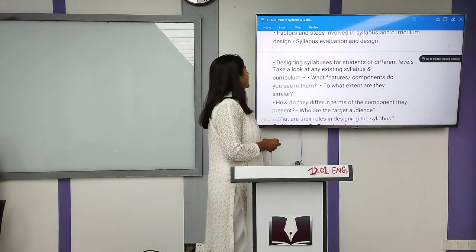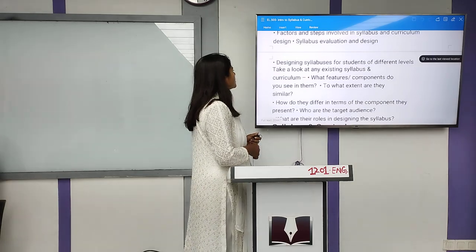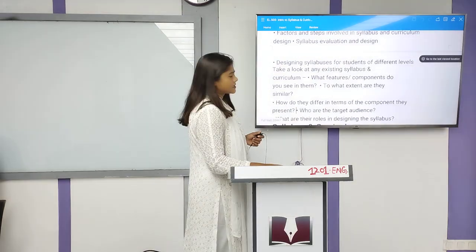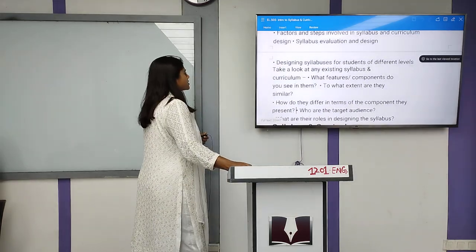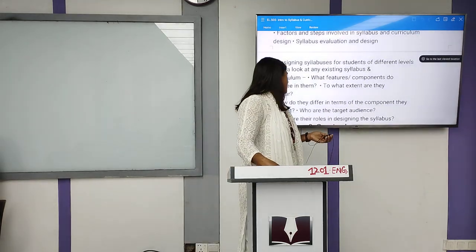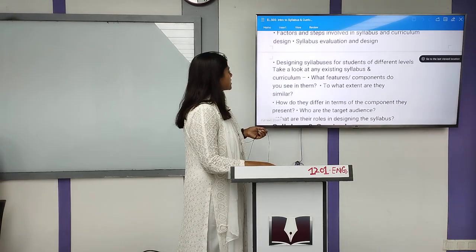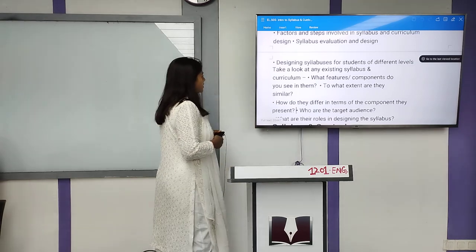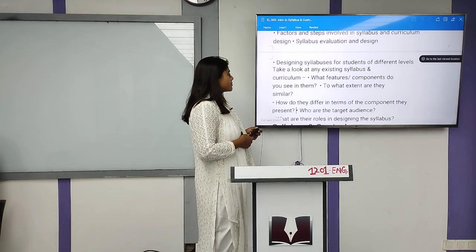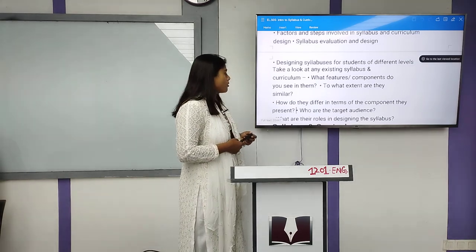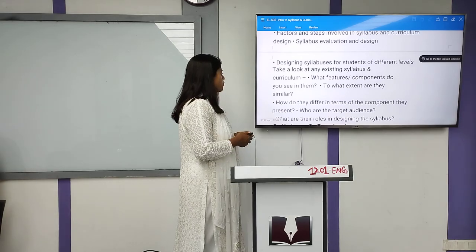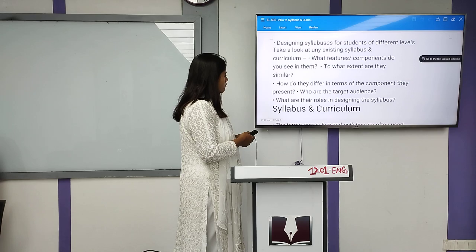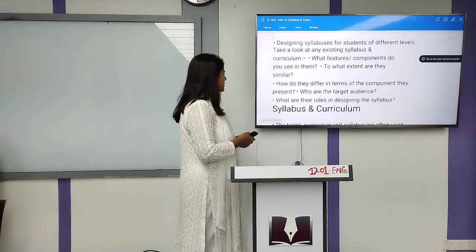So then, designing syllabus for students of different levels, we will be able to learn some basic features and components of a syllabus or curriculum, and to what extent syllabus and curriculum are similar. Then how do they differ in terms of components they present, and who are the target audience, and what are their roles in designing the syllabus.